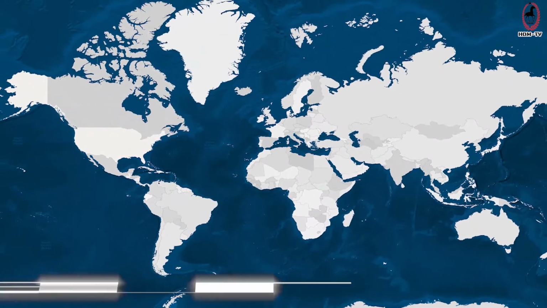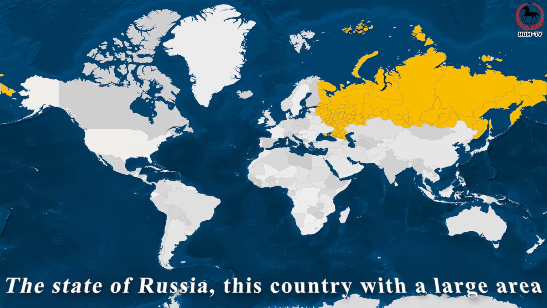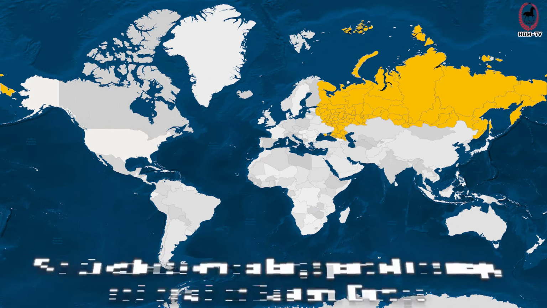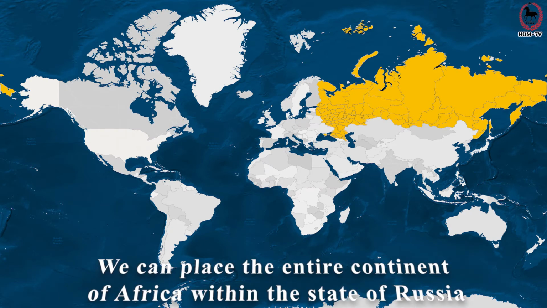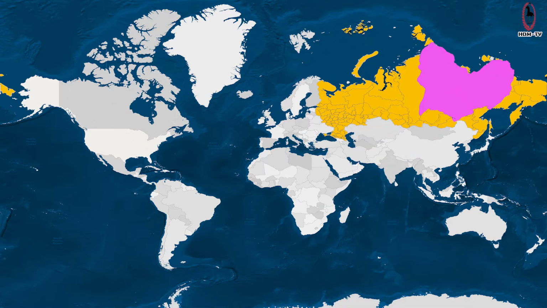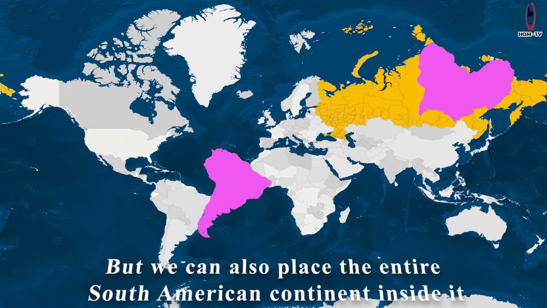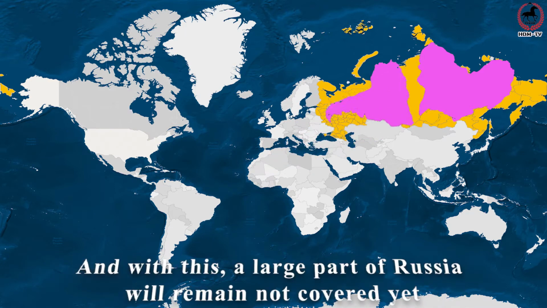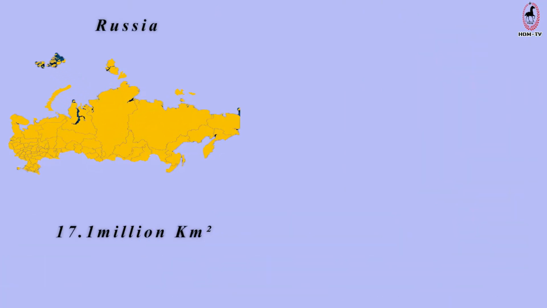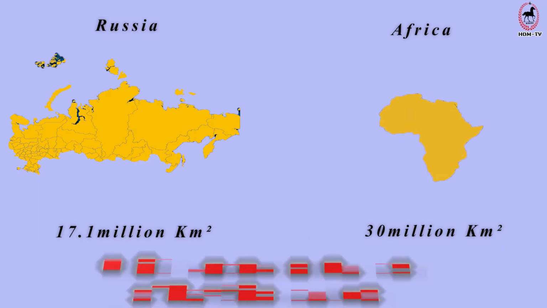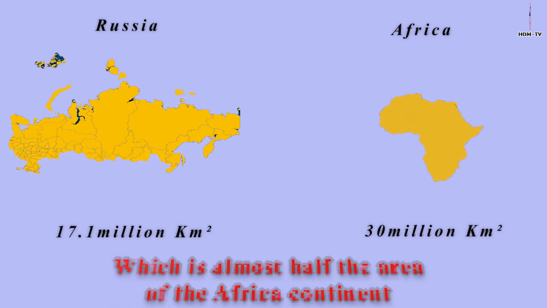The second example is the state of Russia, this country with a large area, which extends over a large part of the map, and based on Eastern Europe, we can place the entire continent of Africa within the state of Russia. Not only this, but we can also place the entire South American continent inside it, and with this, a large part of Russia will remain not covered yet, but if we search for the actual area of Russia, we will find it equal to 17.1 million square kilometers, which is almost half the area of the African continent.